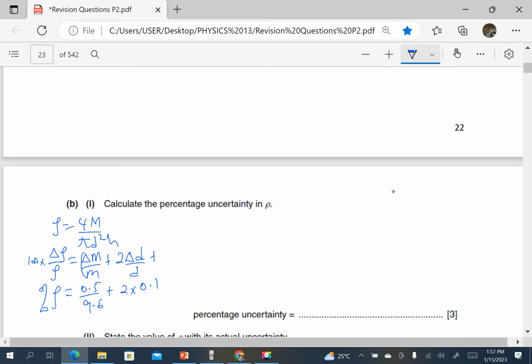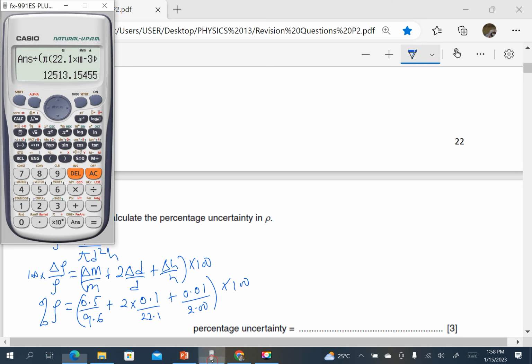So this will be plus H, which is fraction in H over H. So I will multiply this by 100. So this is 2 times 0.1 over 22.1 plus, for H, it is 0.01 over 2.00. I will multiply the whole of this by 100.